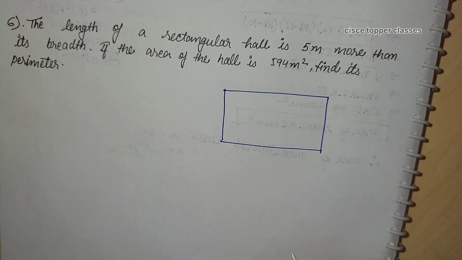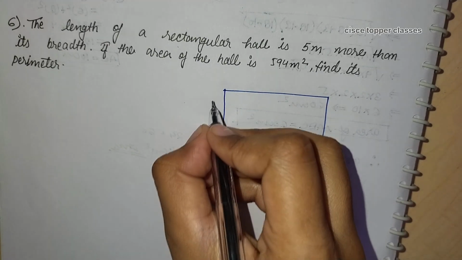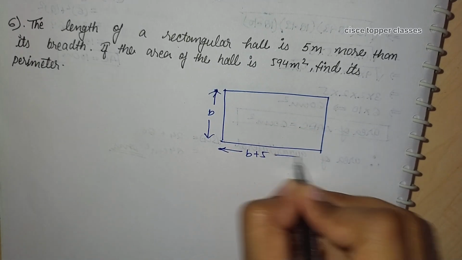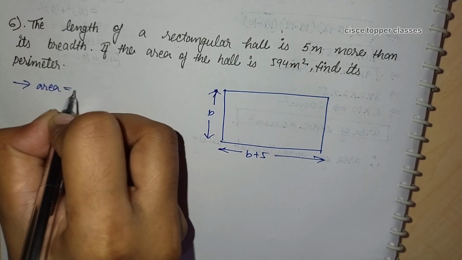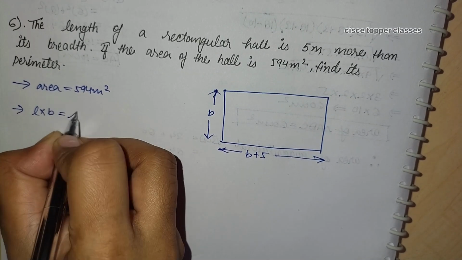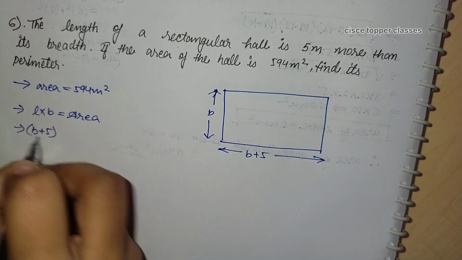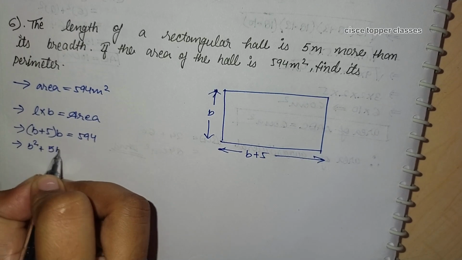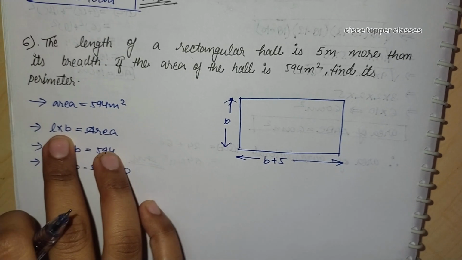Let us solve here the sixth question. The length of the rectangular hall is 5 meter more than the breadth. Let the breadth be b, and the length be b plus 5, because it is 5 more than the breadth, and the area is given to us as 594 meter square. We will put the value in area as length into breadth is equal to the area in a rectangle. Length is b plus 5 and breadth is b, equal to 594, which means b square plus 5b minus 594 equal to 0. From that we can find the value of breadth here.